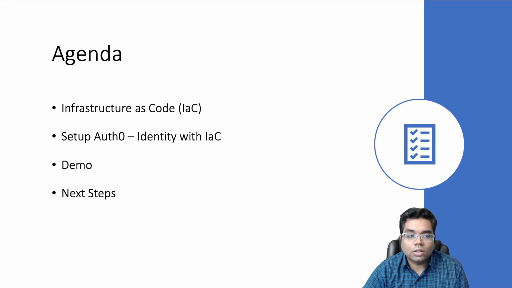The agenda of the session today is we are going to see what is infrastructure as code, what are the benefits of using it, and how we can set up Auth0 Identity Infrastructure as Code. What are the different options, followed by a short demo and discussing next steps.